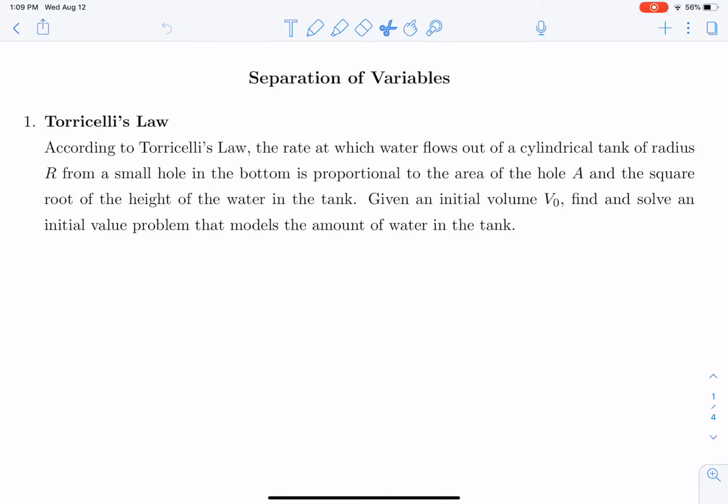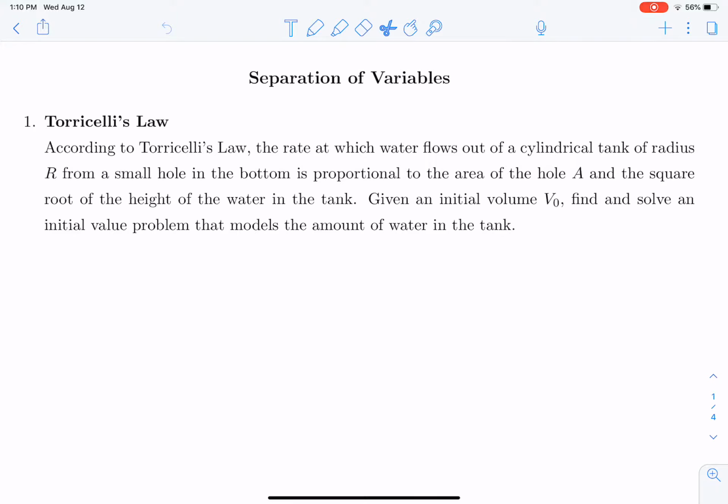The next technique for solving differential equations that we're going to learn is called separation of variables. And this is a technique that really should be applied to nonlinear differential equations. In the previous lesson, we learned how to use integrating factors to solve linear differential equations, and that really is the preferred method when solving linear differential equations.